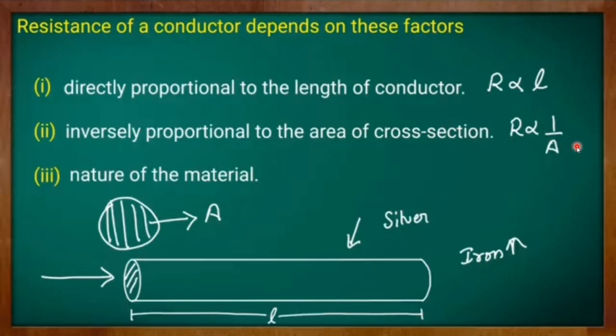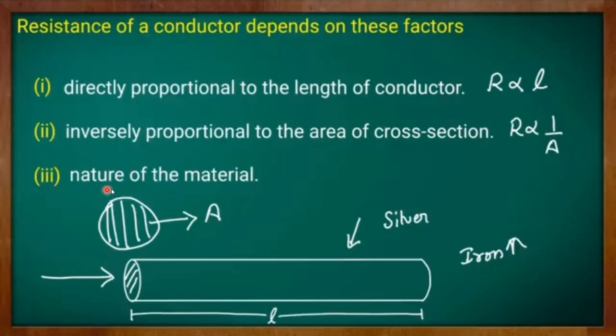What it implies, children? If the area of cross section is more, then the resistance is lesser. If the area of cross section is lesser, then the resistance is more. Just by looking at the figure, you might have got one idea. It is nothing but the thickness of the conductor. If the conductor has more area of cross section, so then it has more thickness, then the resistance will be lesser. If it is thinner, then the resistance will be greater.